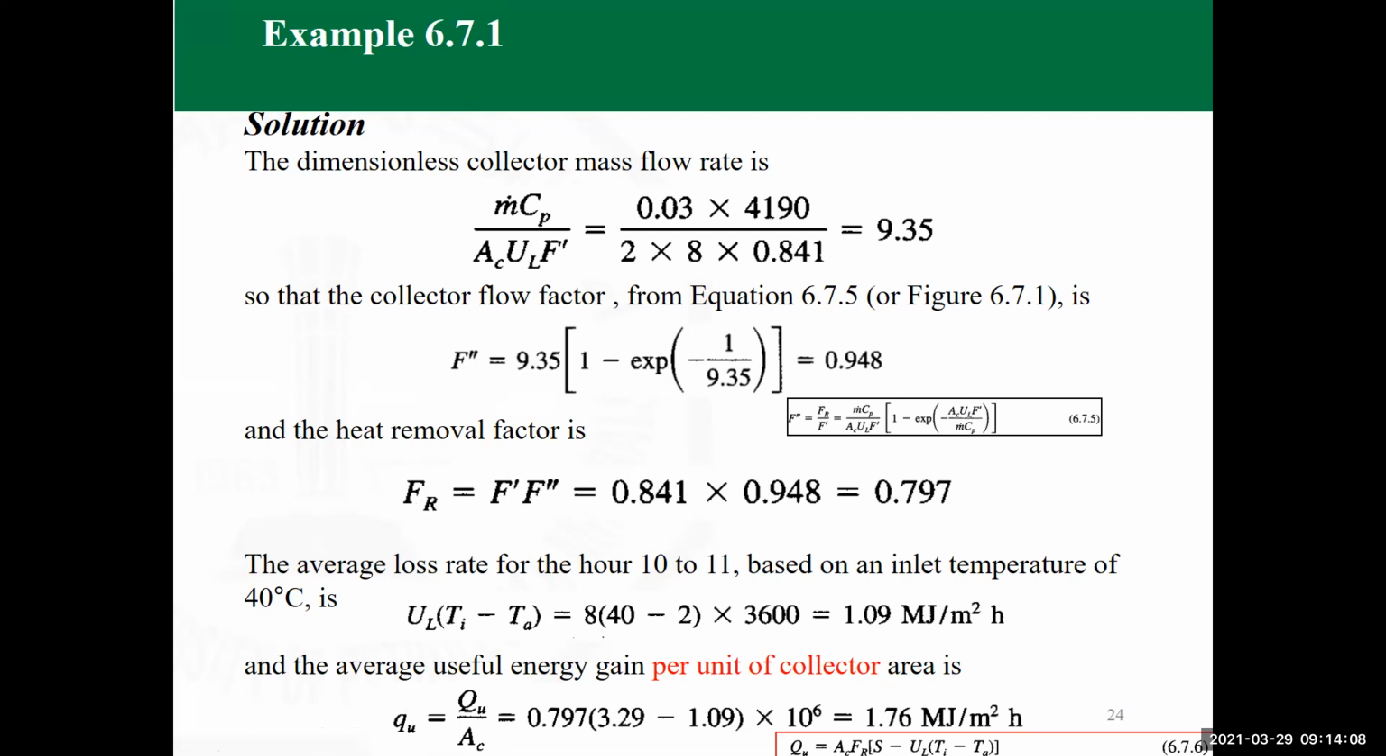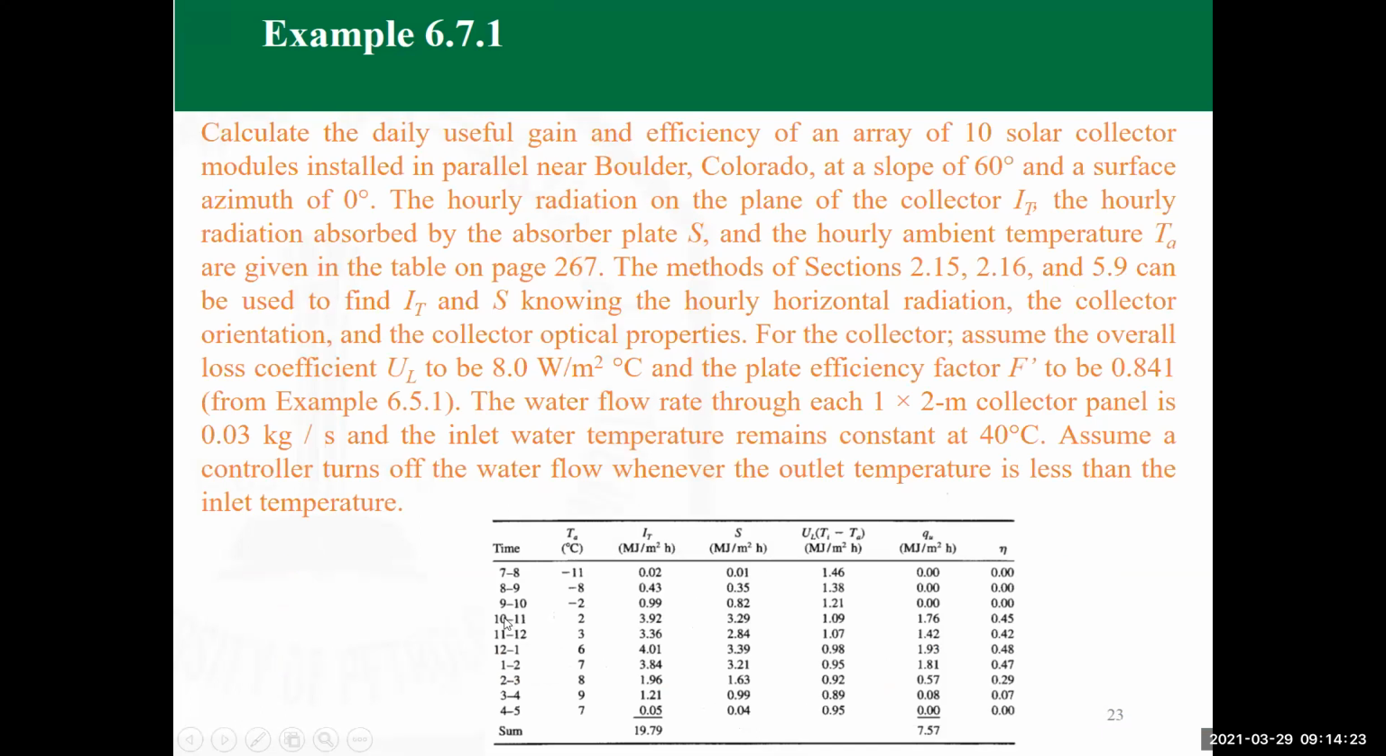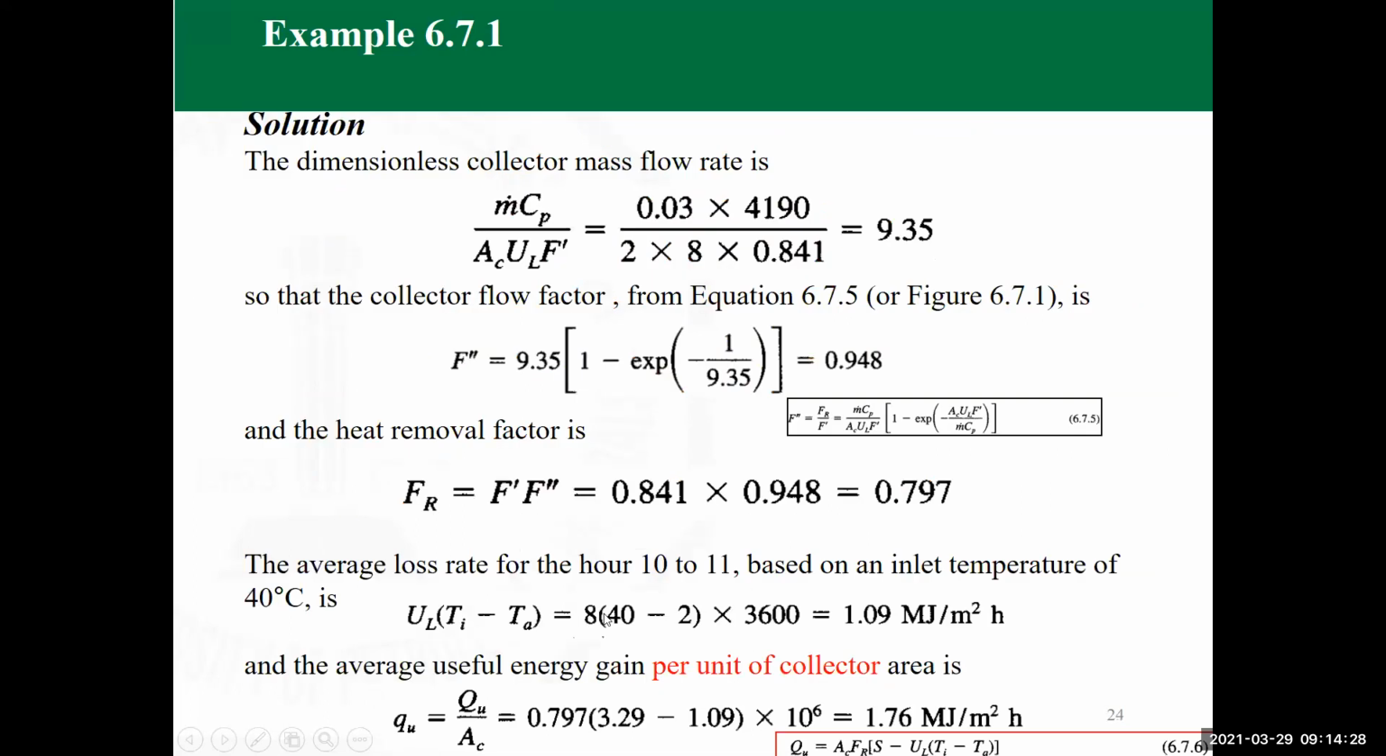And the heat removal factor is 0.797. The average loss rate for the hour 11 to 12 based on the inlet temperature is calculated here. The inlet temperature is fixed at 40, and the ambient temperature from the table at this hour between 10 and 11 is 2 degrees centigrade. So T inlet is 40, the ambient temperature is 2, and 3600 is the number of seconds in this hour. Accordingly, the average loss rate here is 1.09 megajoule per meter square hour.